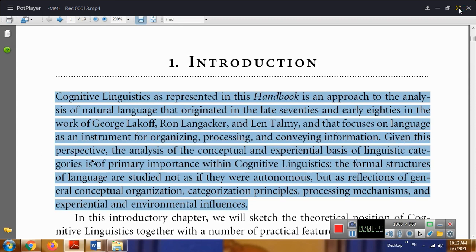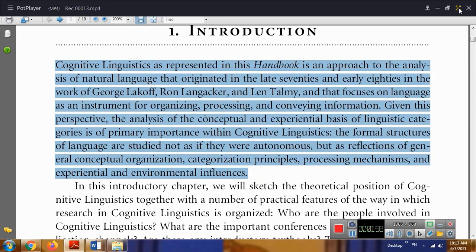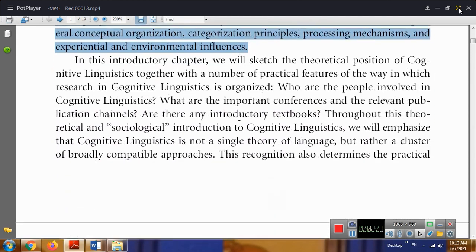And given this perspective, the analysis of the conceptual and experiential basis of linguistic categories is of primary importance within cognitive linguistics. The formal structures of language are studied not as if they were autonomous, but as a reflection of general conceptual organization, categorization principles, processing mechanisms, and experiential and environmental influences. This paragraph is important. You should know it for the final exam, and you should even summarize this.